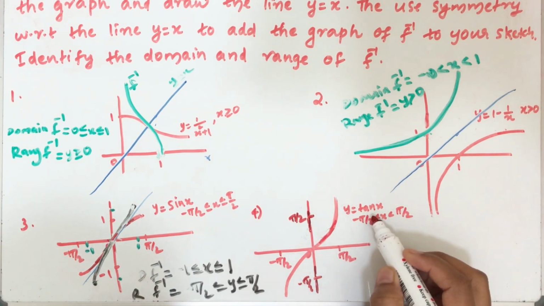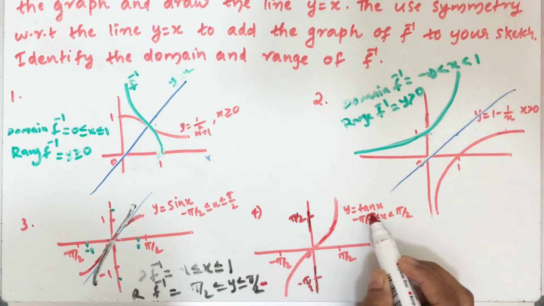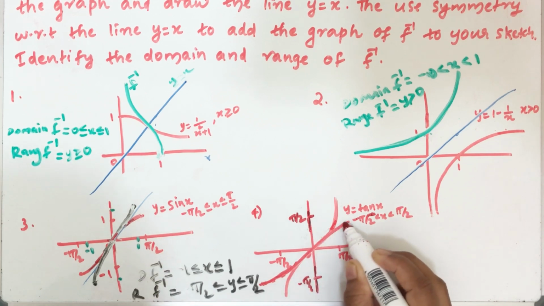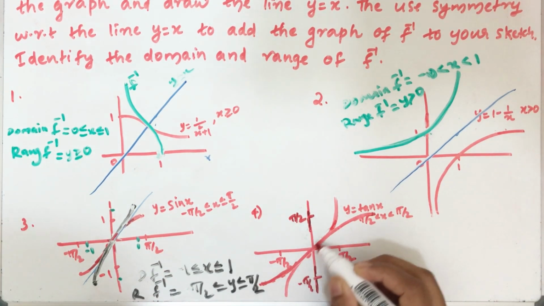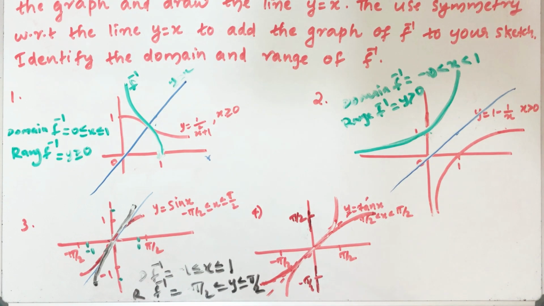So here the points will be here, and here minus pi by 2, infinity. So here infinity, minus pi by 2. So you can draw like this. So the graph of f inverse will be like this. Okay, and you can also draw the line y equal to x.